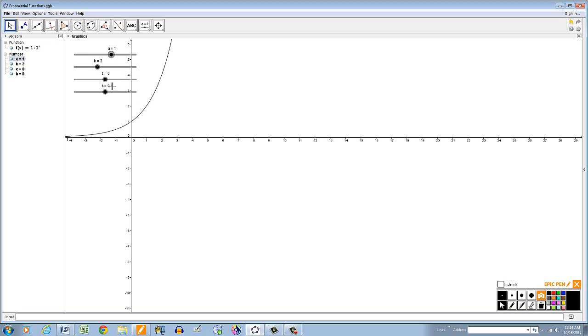And now notice what happens if I change the value of c. I'm going to move this to 1. So notice the exponent over here in the function. Instead of 2 to the x, it's 2 to the x minus 1. So notice how the graph shifted to the right. So instead of passing through 0, 1, it passes through 1 and 1. Okay, 1 and 1.